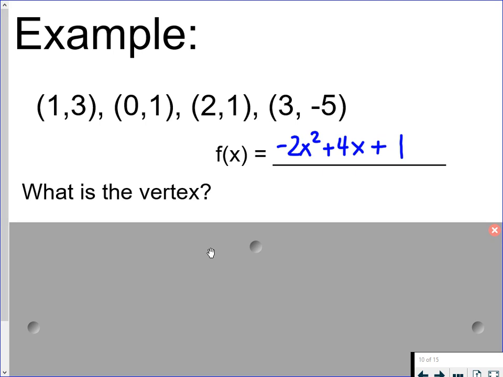Some of your calculators might be off, so you might need to do zoom 6, which gets you back to a normal 10 by 10 window if your calculator is messed up in any kind of way. Then in y equals, type in negative 2x squared plus 4x plus 1. And remember, x is right below mode, in case you're looking for that as well.